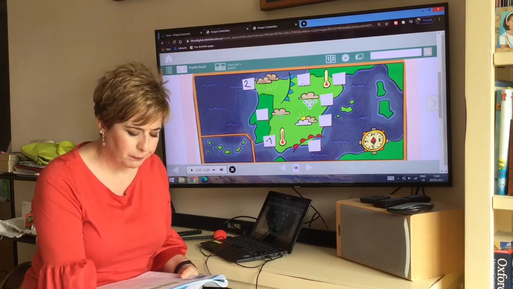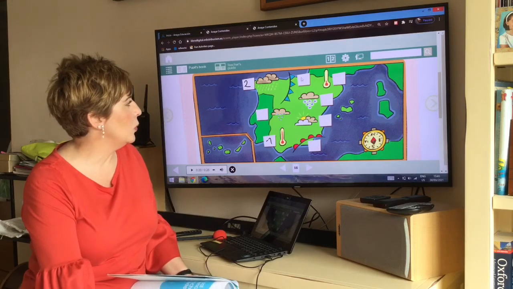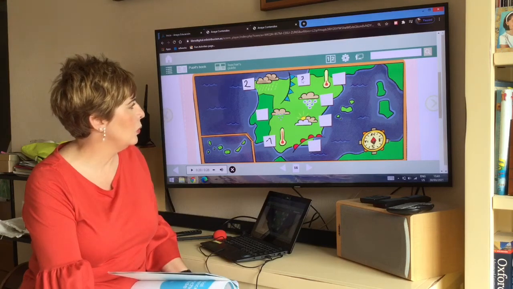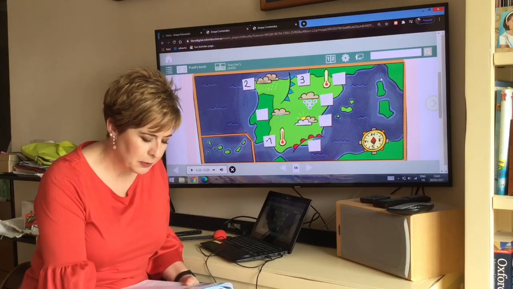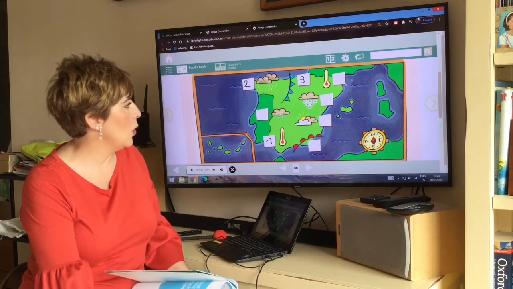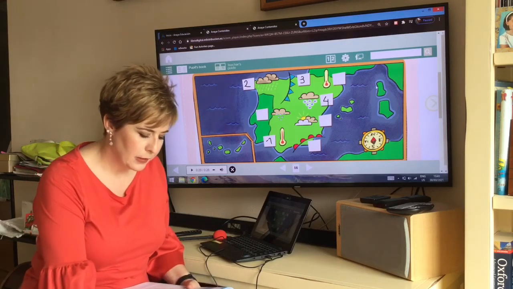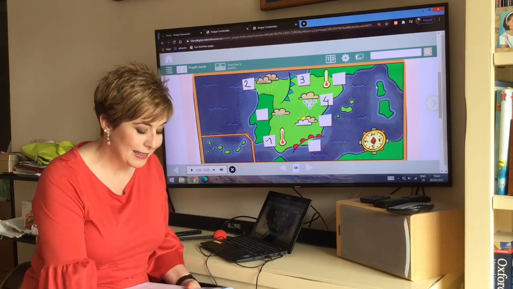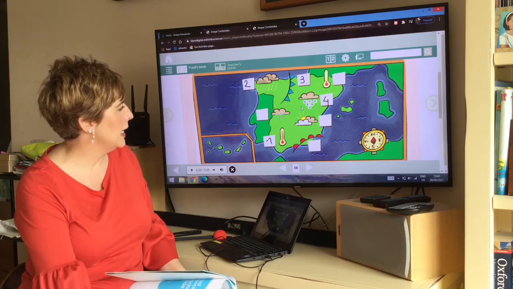Number 3, there's a cold wind in the north. This is a cold wind here coming from the north. Number 4, it's snowing. It's snowing here. Number 5, it's hailing in the east.